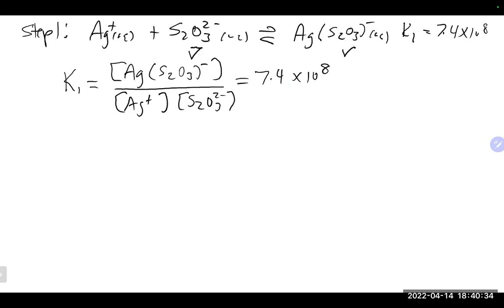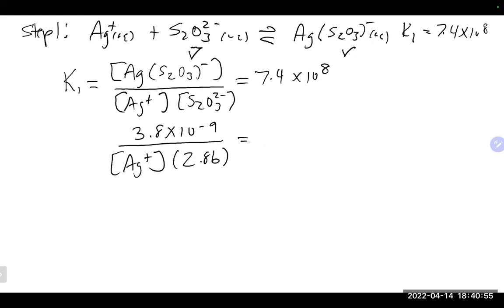Putting in our numbers, what do we have on that one? 3.8 to the 9, I believe. So that's going to give us 3.8 times 10 to the minus 9 divided by the silver concentration. And again, that top number came from what we just solved for a second ago. And our S2O3 here is still 2.86, I believe. And that's going to be 7.4 times 10 to the 8. Once again, mathematically, these two guys are going to basically switch places. You're going to multiply the silver to the other side and then divide by the K value back to the left.